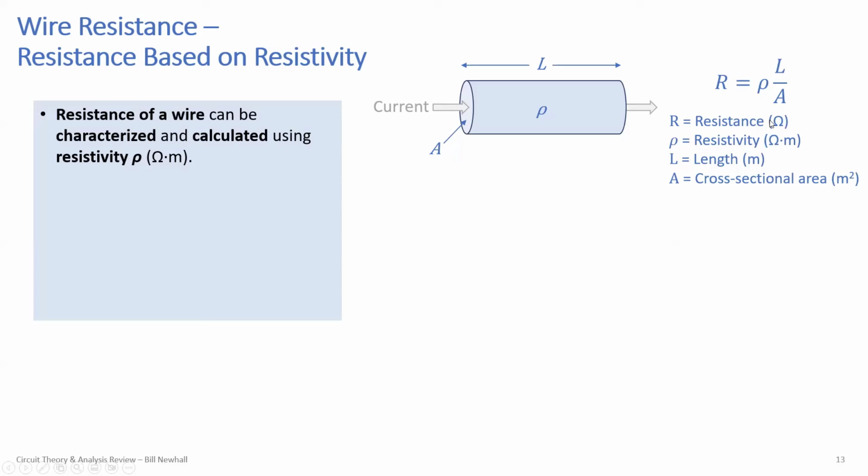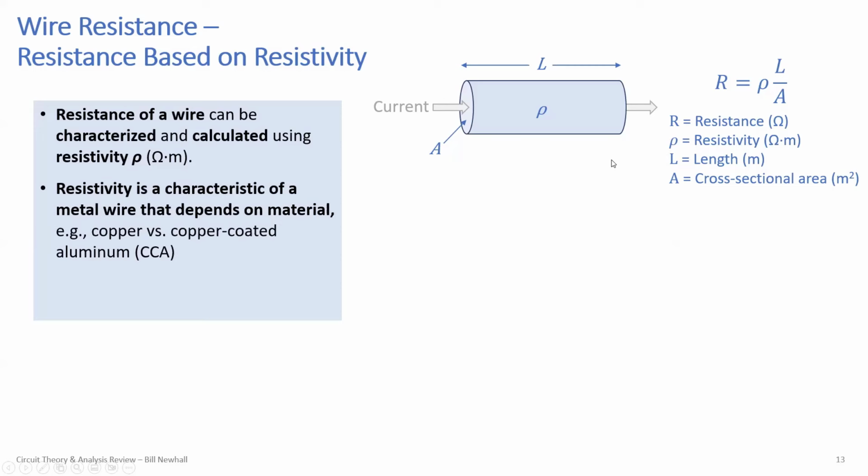It's kind of what you would expect, right? Because you would think that the longer a wire is, the higher the resistance would be. And the thinner a wire is, or the lower the cross-sectional area, the higher the resistance would be. And that's reflected in this relationship shown. So resistivity is a characteristic of the metal. It depends on the material.